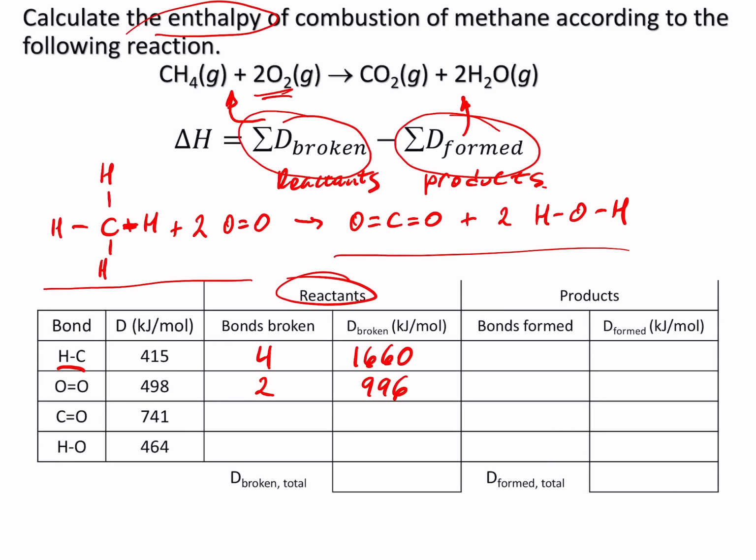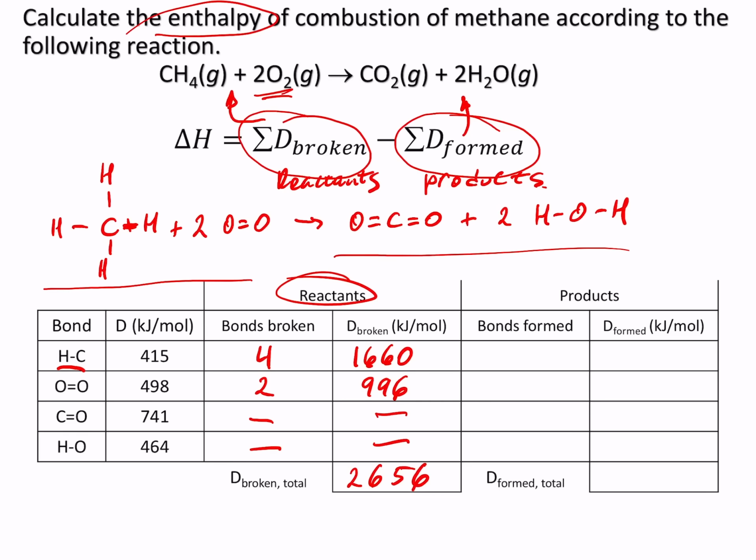Now, on the reactant side, there is no carbon-oxygen double bond and there is no hydrogen-oxygen bond, so there is nothing to add there. If you add those two things together, you obtain 2656. So that's the total energy that is required to break the bonds on the reactant side.